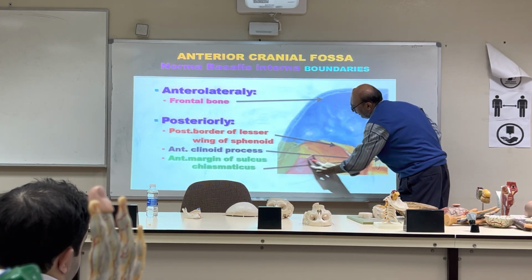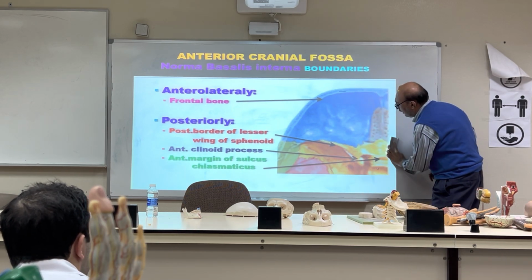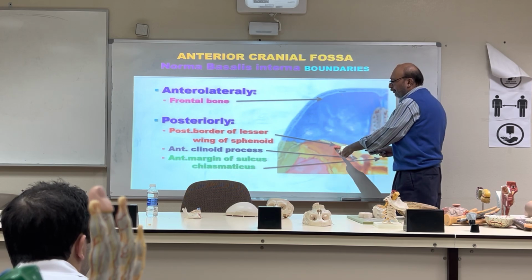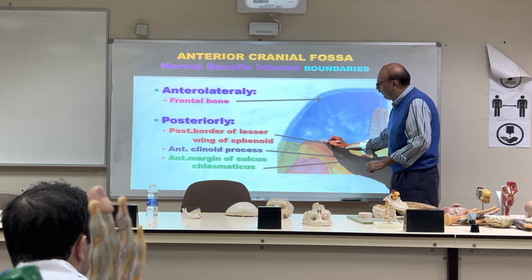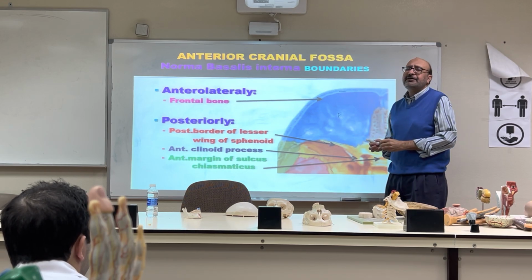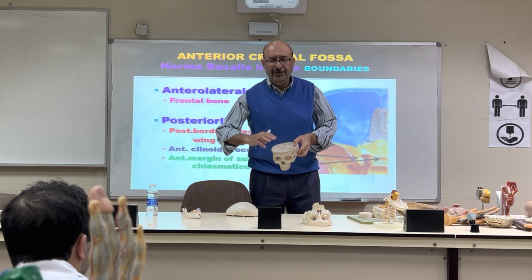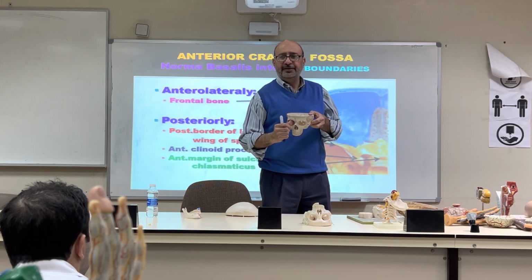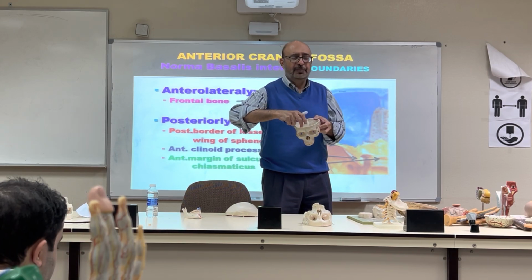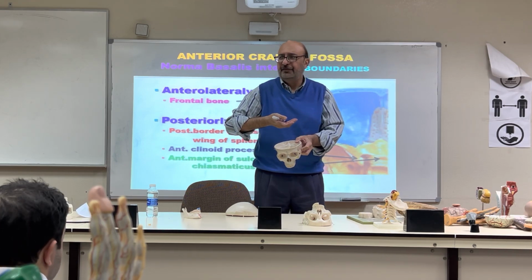So, where are we now? This is the anterior cranial fossa. Anterior boundary, posterior boundary, lesser wing of sphenoid. This is the floor. Made by what? This is the frontal bone. This is the orbit. So the orbital plate of the frontal bone will make its floor.